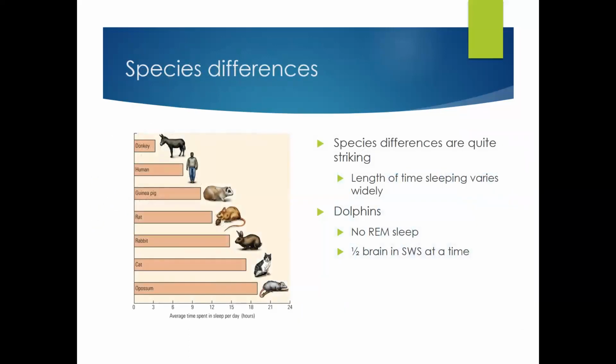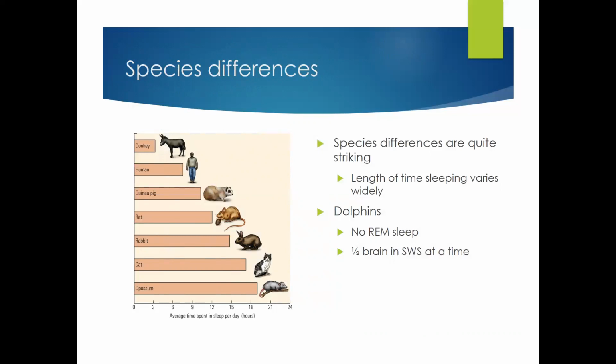Another thing that we're going to do is cover different species and how sleep differs. For example, the length of time that each species spends asleep differs. You can see cats spend almost 18 hours of the day asleep, whereas a donkey might spend 3 hours sleeping. We can see that it's related to how many predators they have and to what time of day they're active. So we see a lot of differences in different species, in not only how much they sleep, but how they sleep.